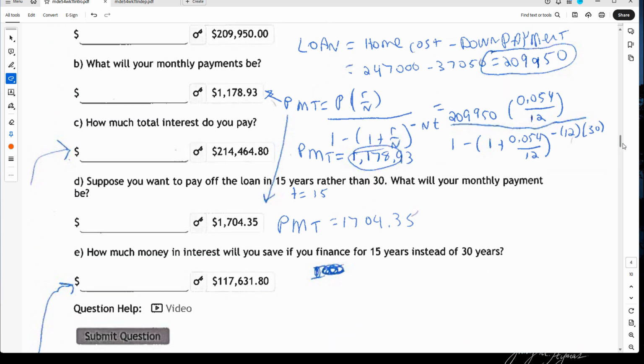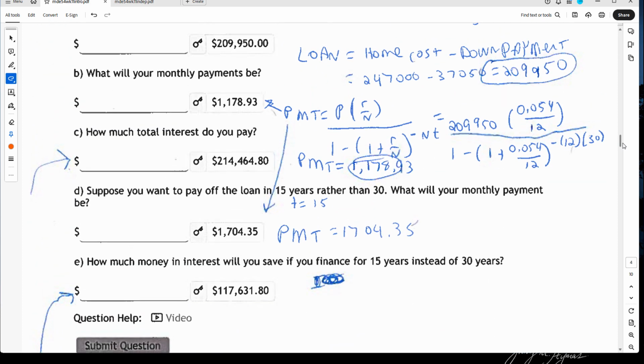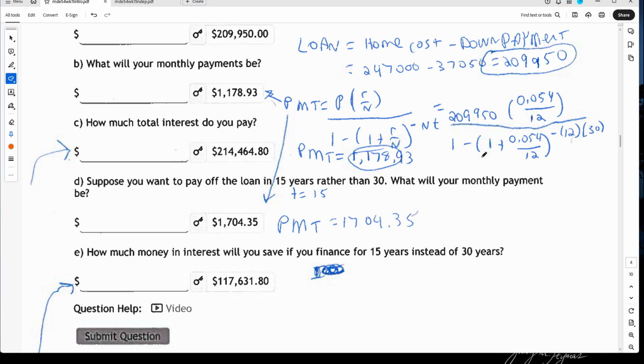Okay. Then they want you to do the same thing again with different numbers. Suppose you want to pay off the loan in 15 years instead of 30. What is your monthly payment going to be? So you use the same formula, except T is going to be 15 instead of 30. In this case, the amount of the payment is $1,704.